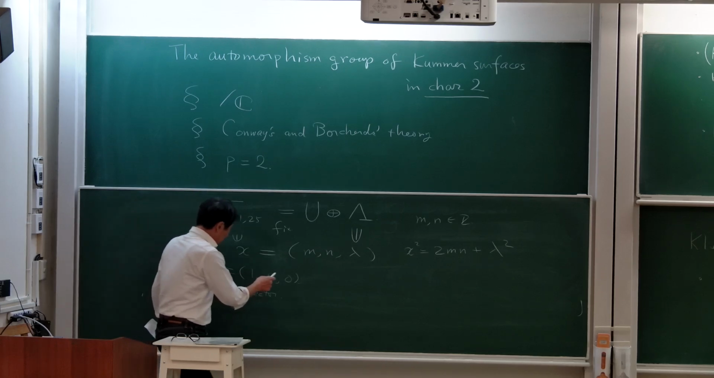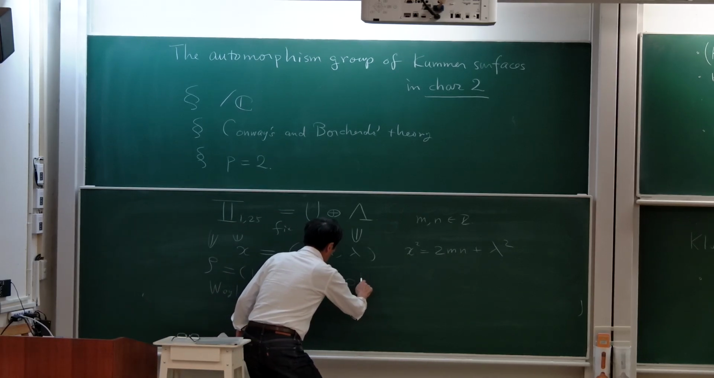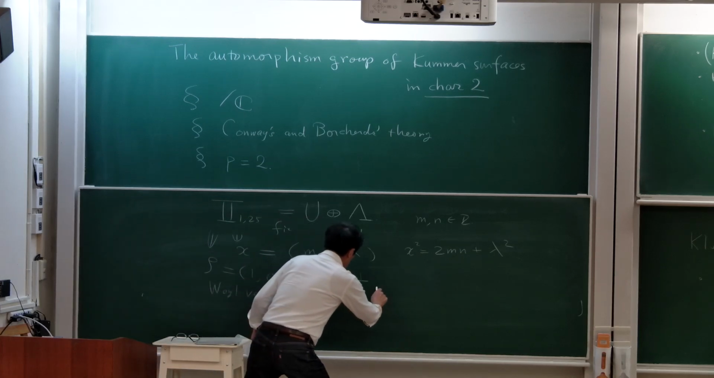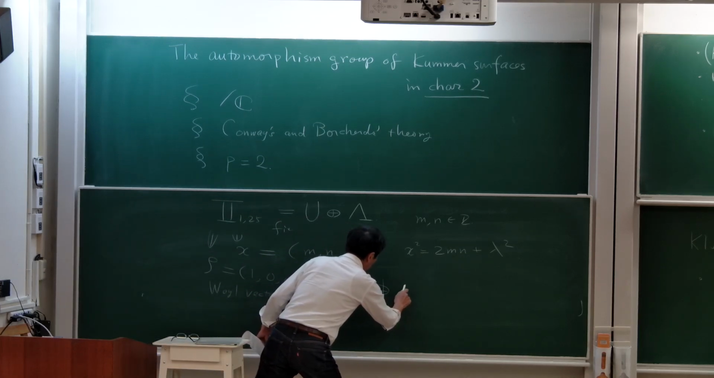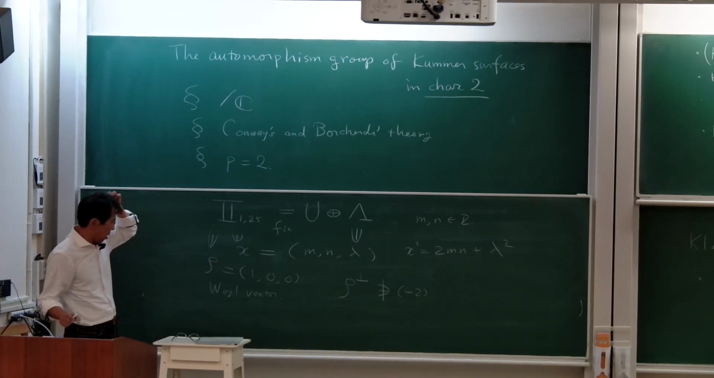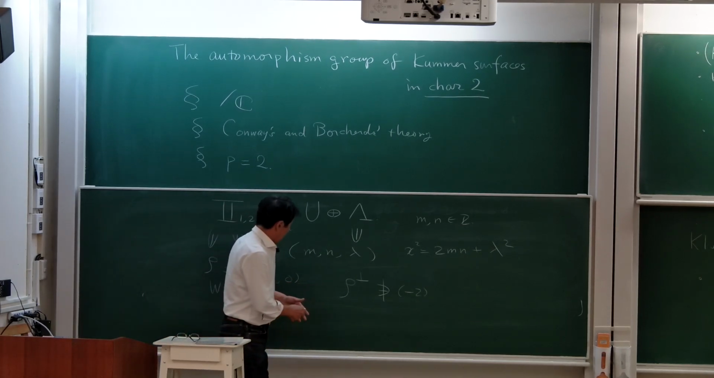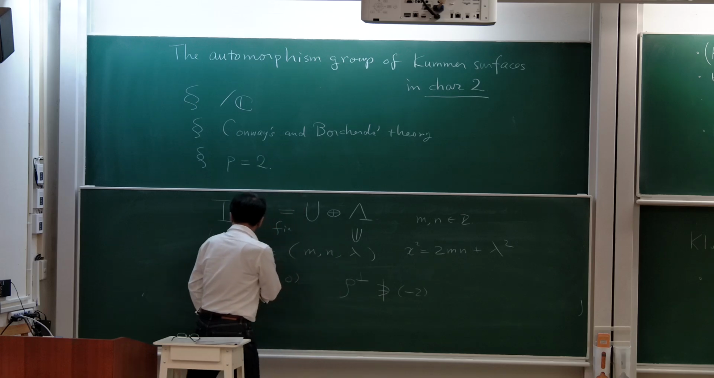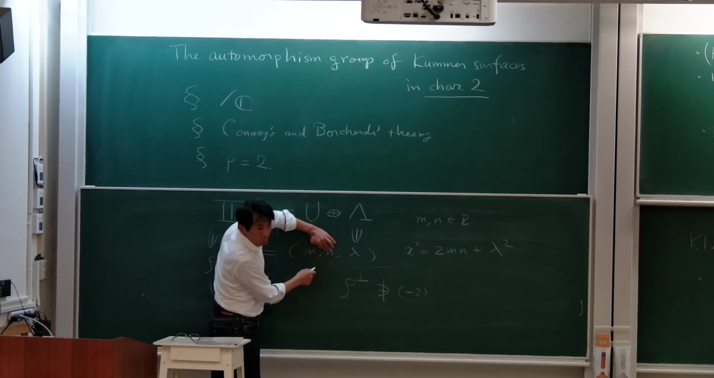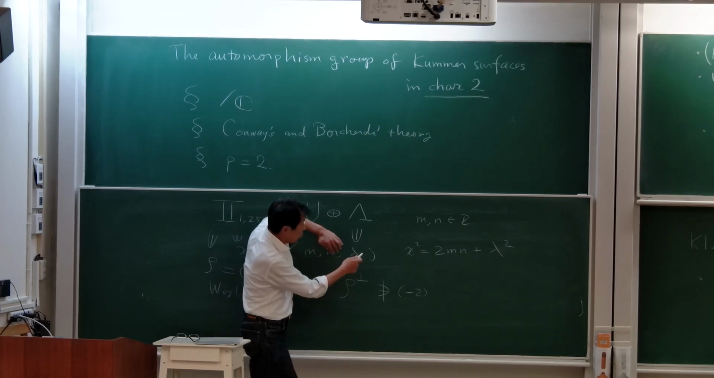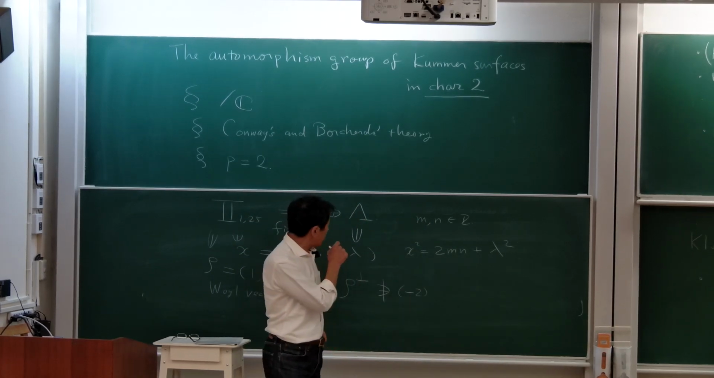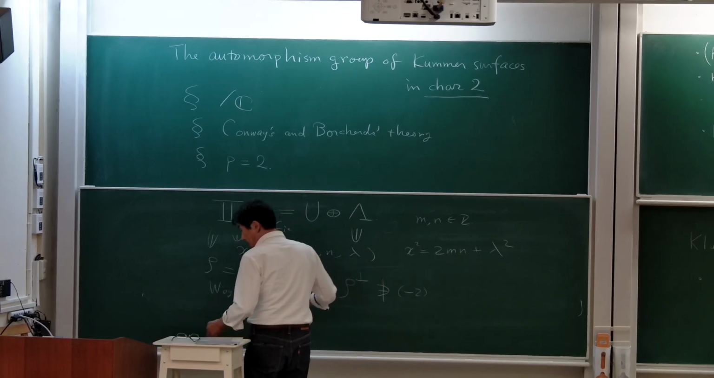And I remark the perpendicular to rho. This lattice doesn't contain any minus 2 vector, because perpendicular to rho means n is 0. So the square is lambda square. But this lattice doesn't contain the minus 2. So, okay.